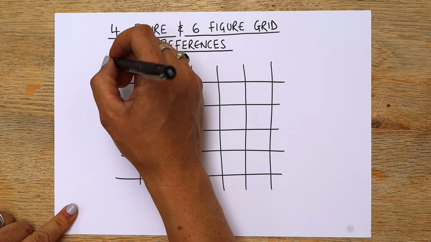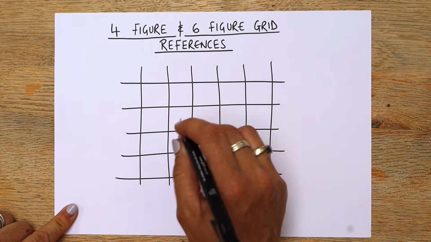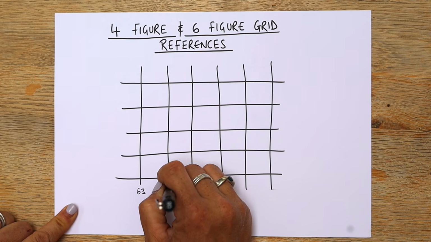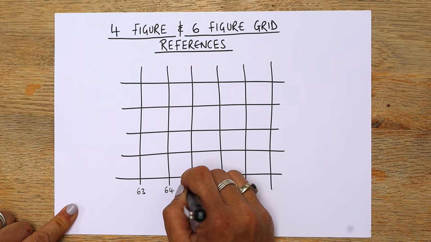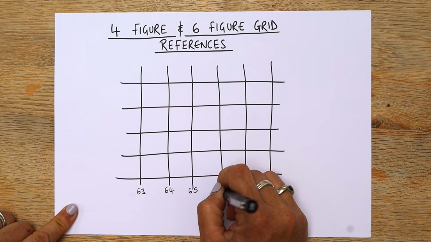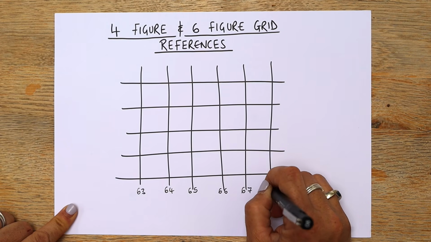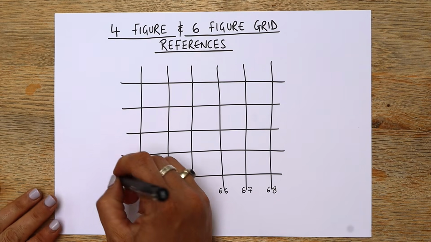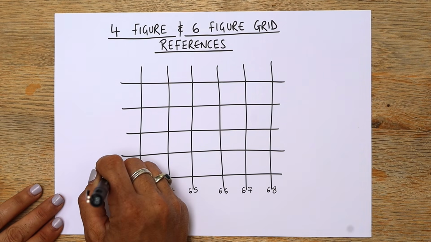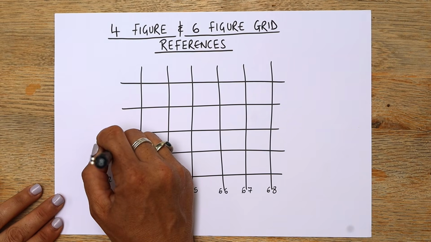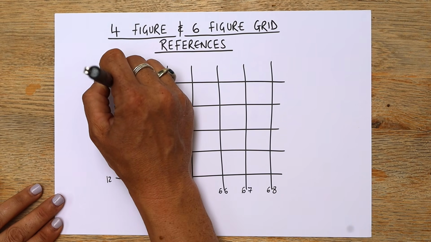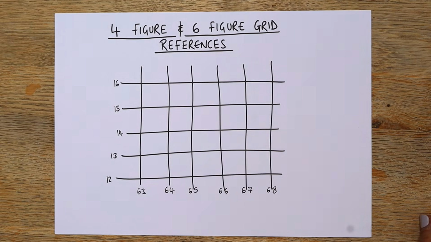Now you've got your lines going across and lines going down. Let's just make up some numbers quickly. So I'm going to do 63, 64, 65, 66, 67, 68, and then I'm going to put the numbers up the side, so I'm going to go, I don't know, 12, 13, 14, 15 and 16.